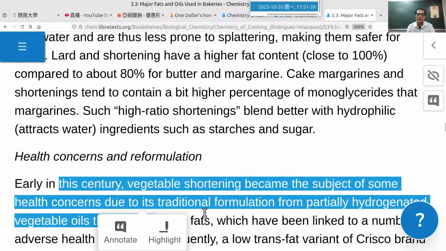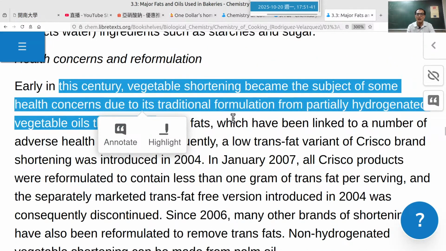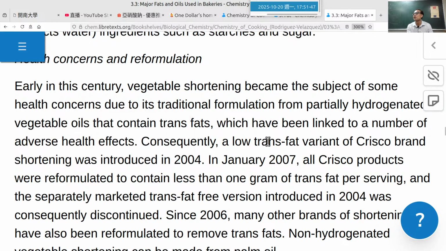But the shortening or lard is about the health concerns. Early this century, vegetable shortening became the subject of some health concerns due to the traditional formula. Generally speaking, nutrition scientists don't encourage people to eat more saturated fats like animal fats, except fish oil. Here, animal oil means from the cow, or from beef, from pork, like this one. Okay.